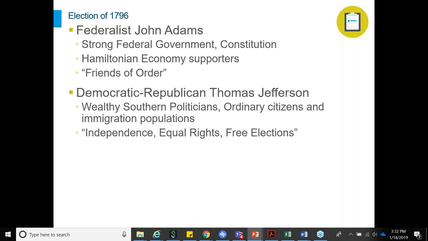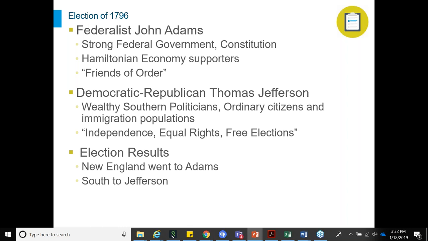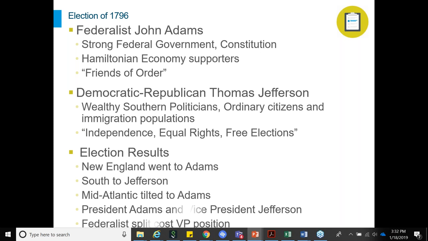The election ends up being a very close election. New England, the northern, more urban parts of the United States, supported Adams. The South voted for Thomas Jefferson. The middle of the country ends up deciding the election, and predominantly they decide for John Adams. Now, it's a split decision between John Adams becoming president and then second place Thomas Jefferson becoming vice president.